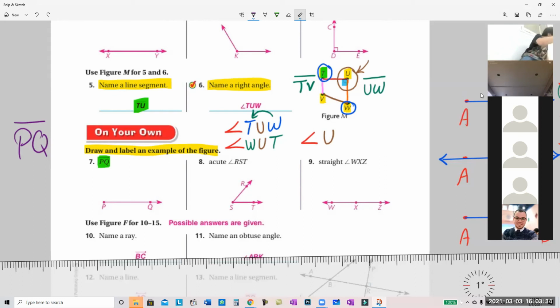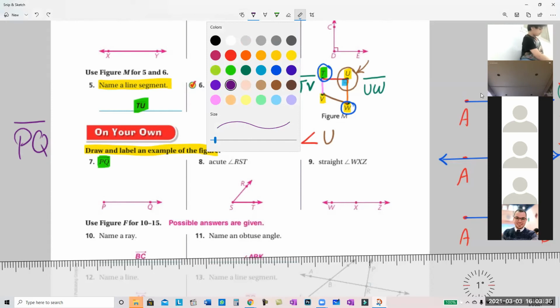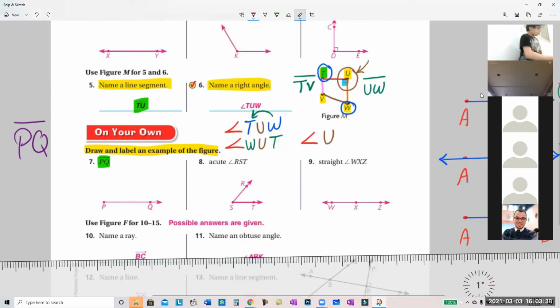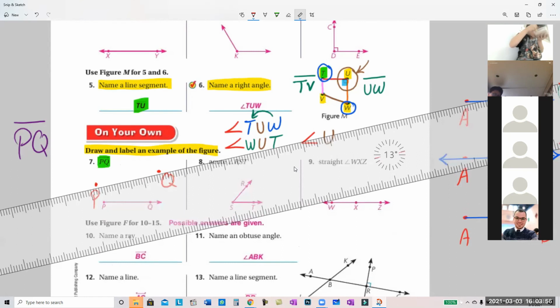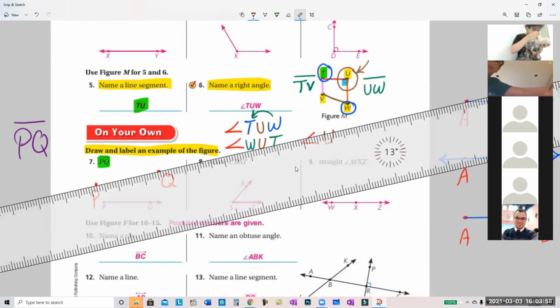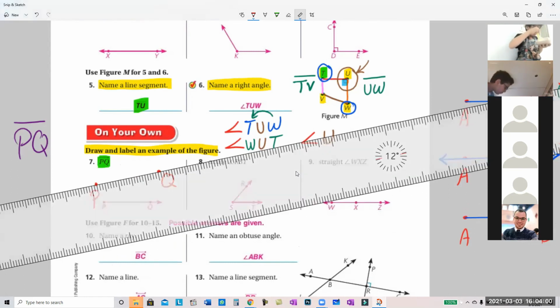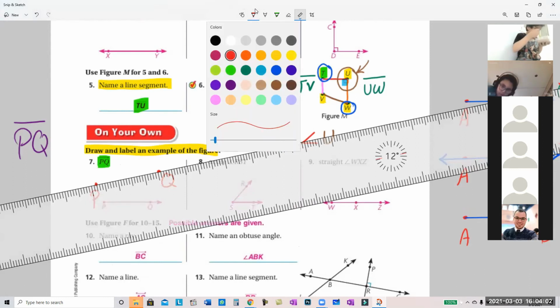Okay, Asir, how can we draw a ray? First of all, we're going to label the points here, B and Q. And then adjust your ruler to join them together and draw a line.